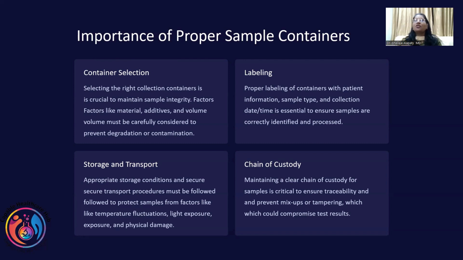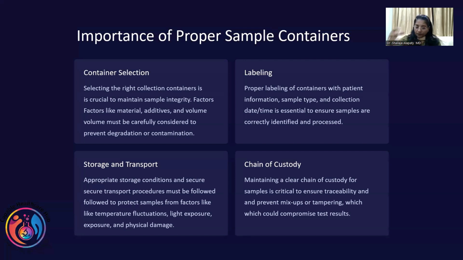Those are called containers or vacutainers. For sterile samples, we have sterile bottles. For unsterile, we have unsterile ones. We have swabs. We have blood culture bottles. And we need to use the right sample container also. We need to label it properly. We need to store it properly. We need to transport it properly.